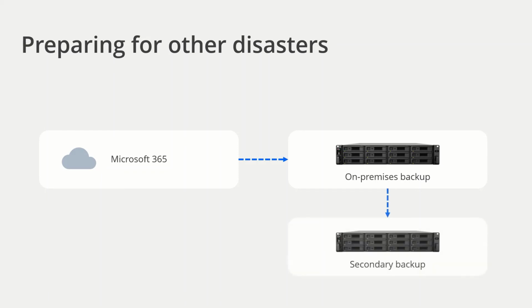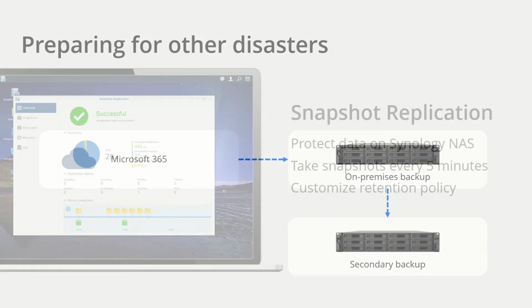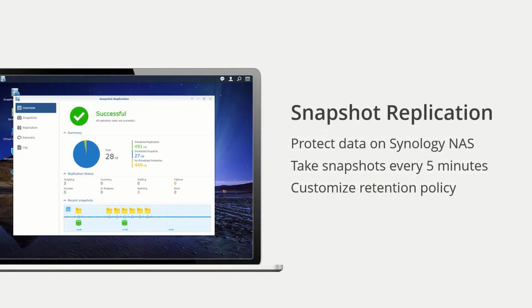So what we're going to do is set up a secondary backup, and this is how we can back up first Synology to a second Synology to make sure we have that 3-2-1 backup solution. Now, in this case, we're actually going to use snapshot replication. So this allows us to protect the data on our Synology NAS, and we can take a backup every 5 minutes. Obviously, that's probably a bit overkill for what we're doing with a backup every day, but if you need that feature, that's there as well. And then, of course, we're also going to be able to customize that retention policy, so we can do it immediately after our backup has been taken, and also store it for as long as we need as well.